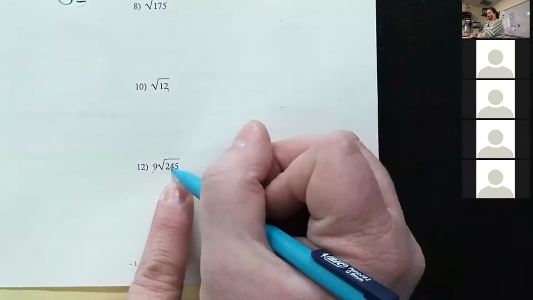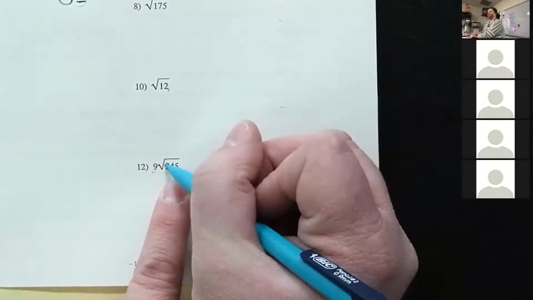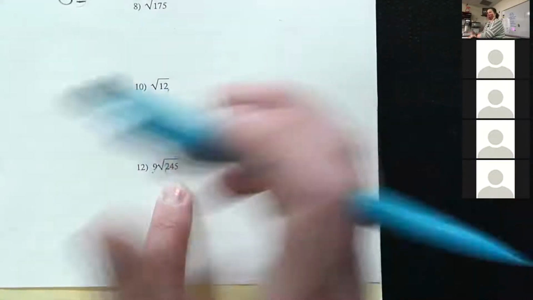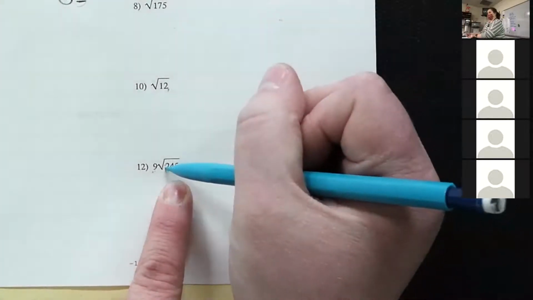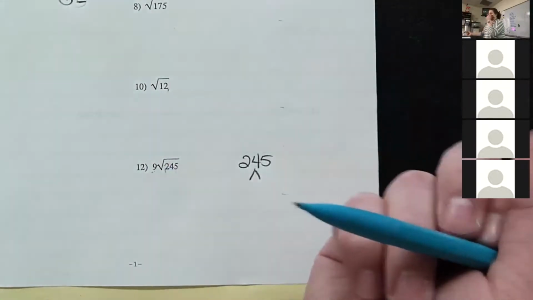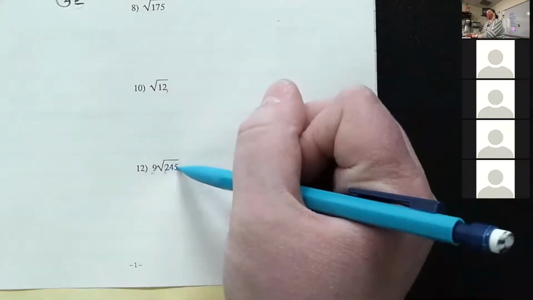So 5 plus 4 would be 9, plus another 2 would be 11. Is that divisible by 3? Then no, so 3 is not going to go into 245. Wait, what's the rule for 3? If you can add the digits, and then that number is divisible by 3. So like this one, you have to do 2 plus 4 plus 5, and that's 11. That's not divisible by 3, so 3 is not going to go into it.